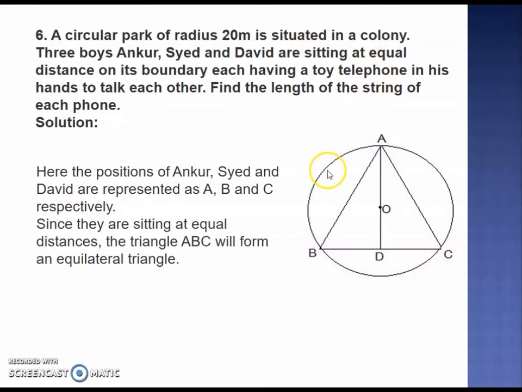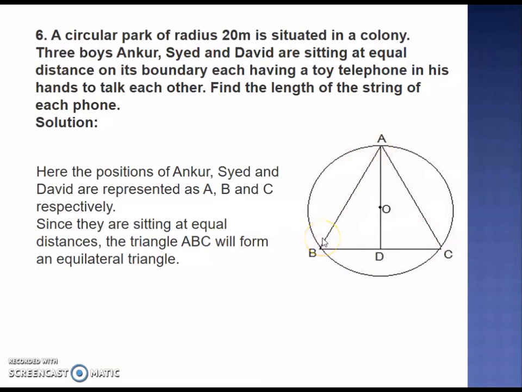So we will assume their positions to be A, B and C. These are the positions of the three boys. The radius of the circle is given as 20 meters and you have to find the length of each string. It is also given that they are sitting at equal distance on its boundary, which means that AB, BC and AC, all three distances are equal. So ABC is forming an equilateral triangle.